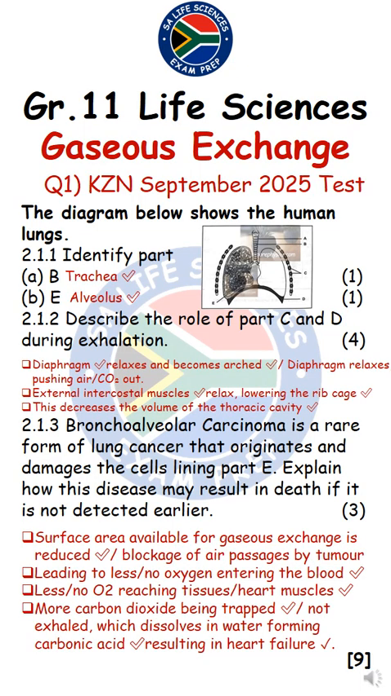So that means less oxygen is entering the blood, less oxygen is reaching your tissues or your heart muscles, more carbon dioxide is actually being trapped. We know that carbon dioxide in excess can be poisonous, as it can form carbonic acid and result in heart failure. So you have to refer to what is happening to the alveoli and then explain the implications of that. If alveoli are damaged, that means less gaseous exchange. Less gaseous exchange, less oxygen. Less oxygen, less energy for your body tissues. Right. So this is a 9-mark question in total.